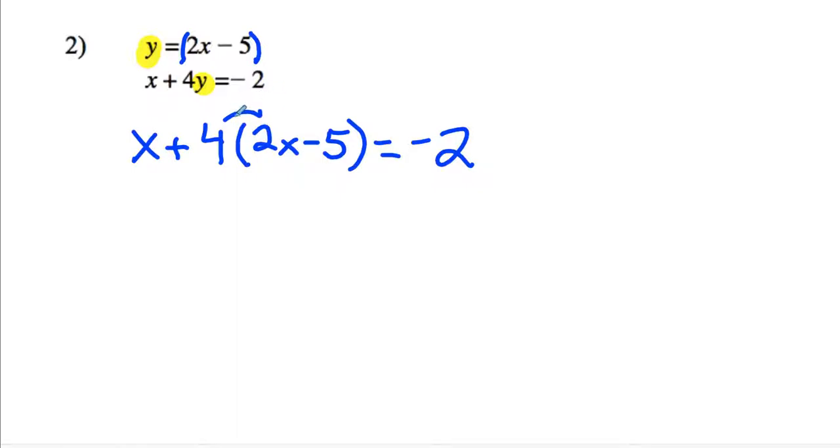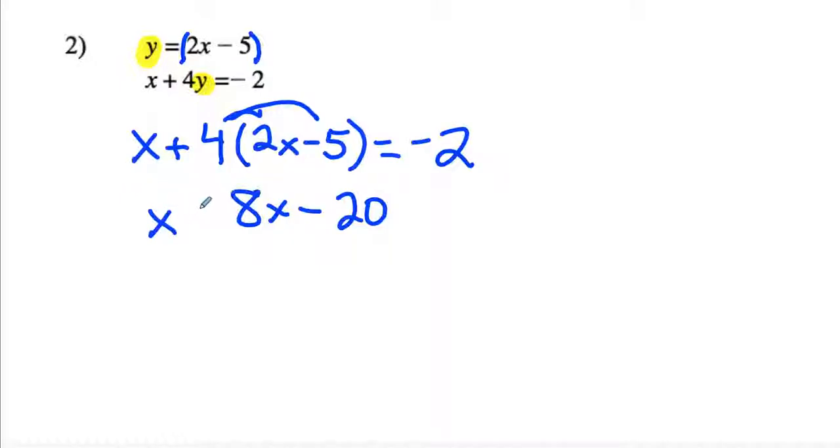If you recall, distributing is multiplying this number here, in this case, positive 4, multiplying that by everything. We're distributing that, multiplying to everything in the parentheses. So 4 times 2x is 8x, and then minus, and 4 times 5 is 20.